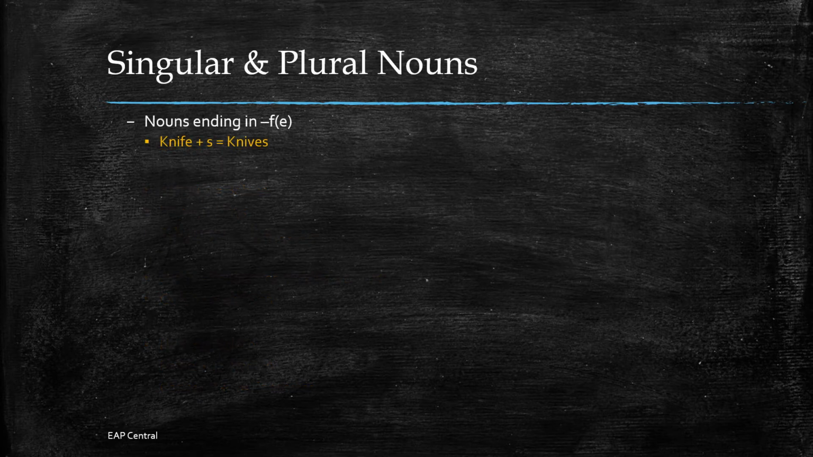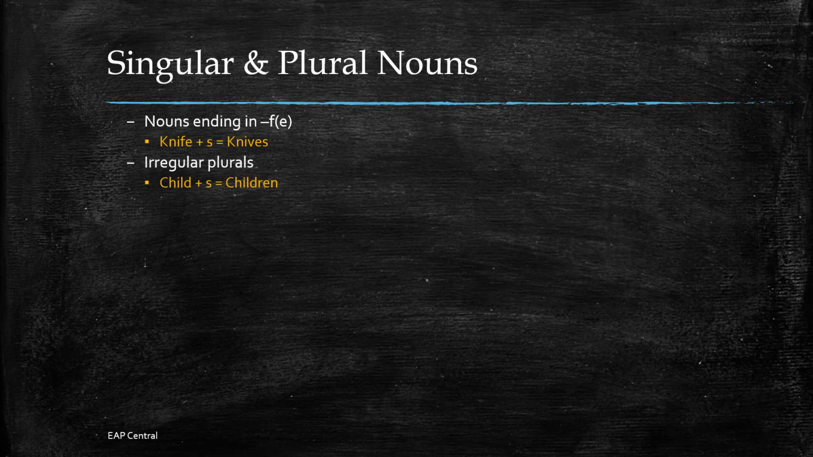Okay, some nouns end in an f or fe sound, or in writing f or fe. When we want to change them to plural, f or fe turns into ve or v. So like knife, it is knives. We do this because it is easier to pronounce. Knives.